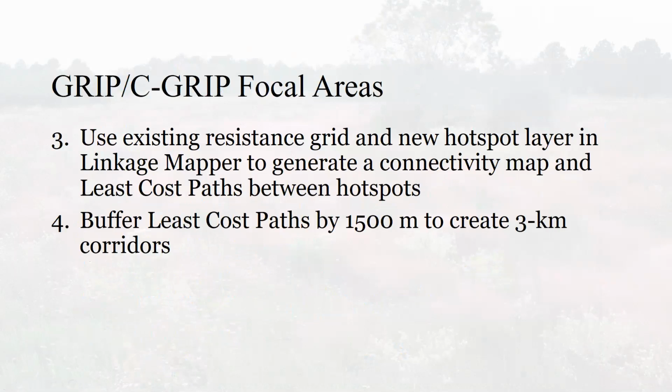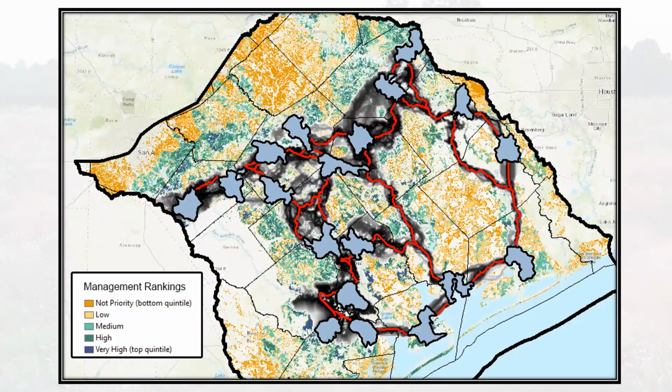And we used Linkage Mapper in the same way again to generate corridors, except this time we buffered those least cost paths by 1,500 meters instead of 2,500 meters to create 3-kilometer corridors. Here are the hotspots and Linkage Mapper outputs for the whole geography. So this is combining the ones from the Gulf Coast joint venture and from the Oaks and Prairies.